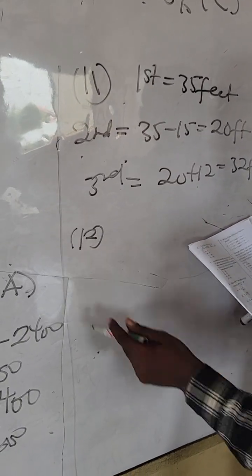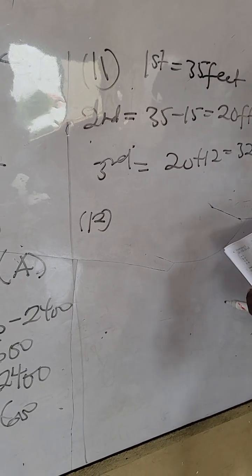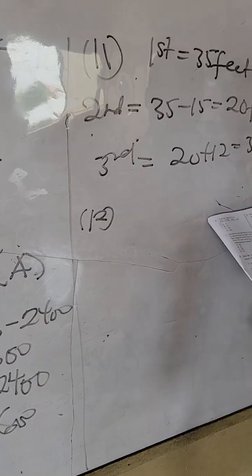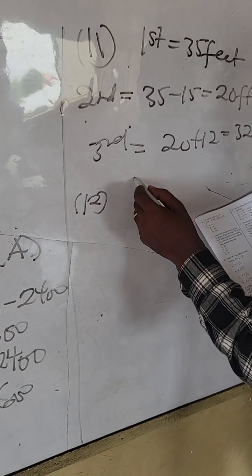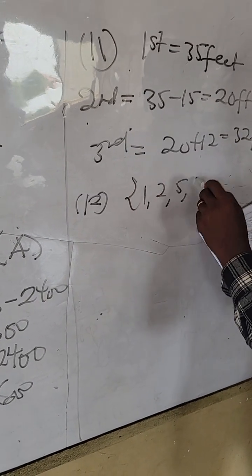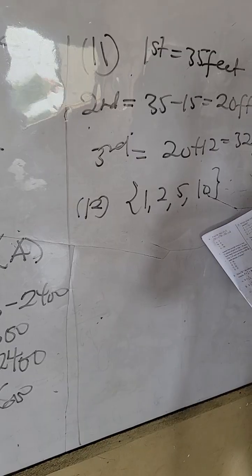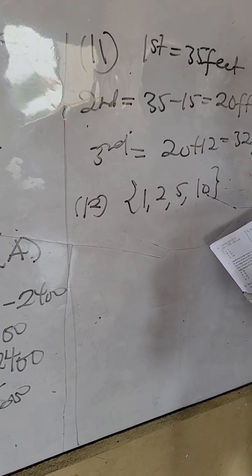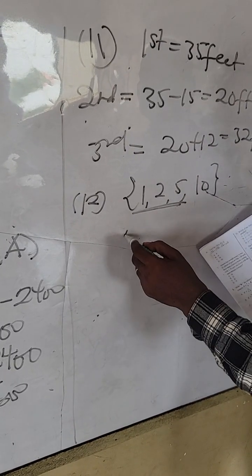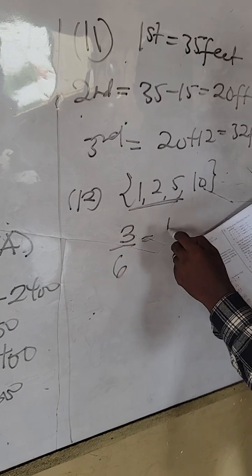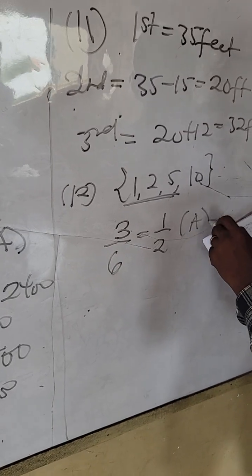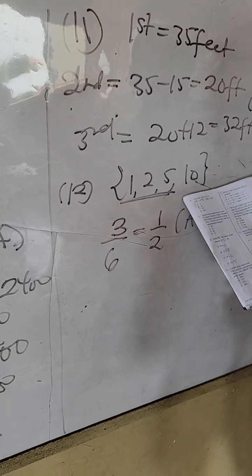Number 12. What is the probability of obtaining a factor of 10 when the die is thrown once? So factors of 10: 1, 2, 5, and then 10. The factors of 10 that are possible on a die are 1, 2, and 5. That's 3 out of 6, and that is a half. Option A. 13. The property there.